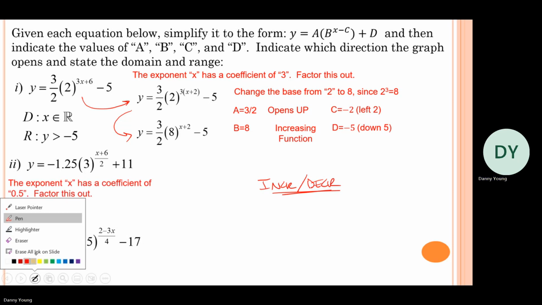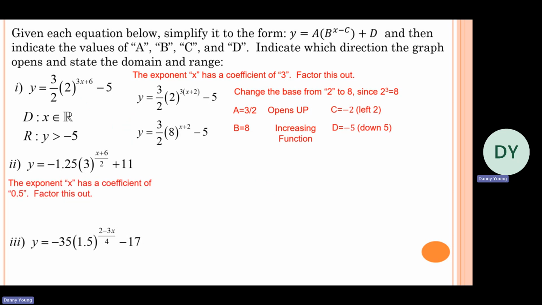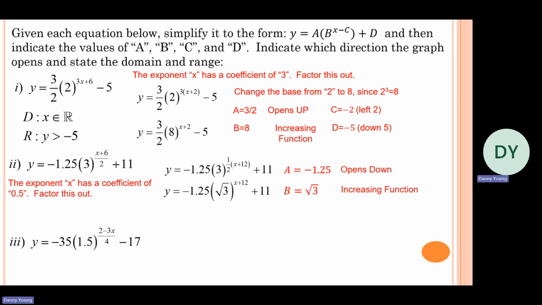Here we go. I'll just give you the answers to these ones. Factor out the half, and then after that, change the base to √3. So A is -1.25. Does it open up or down? Down. And then B is √3. And then C is -12 to the left, and then D is 11 up. Domain is all real numbers. What's the range? And where did 12 come from? How'd you get 12?